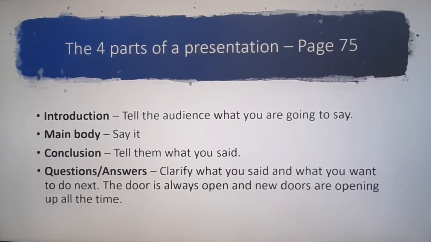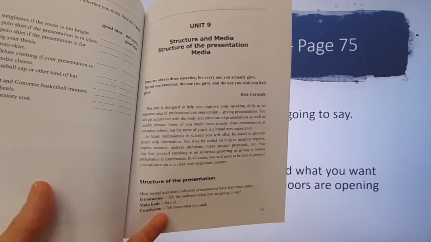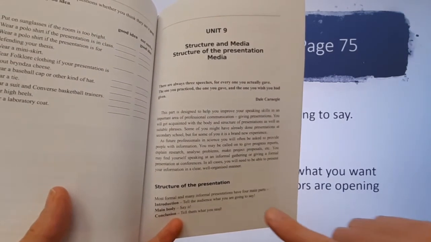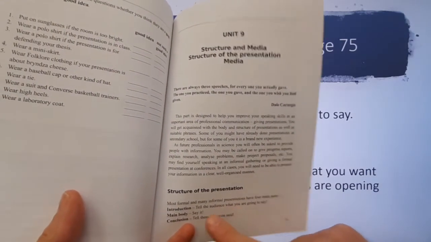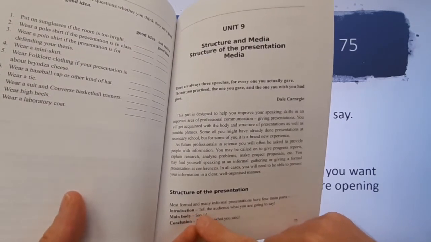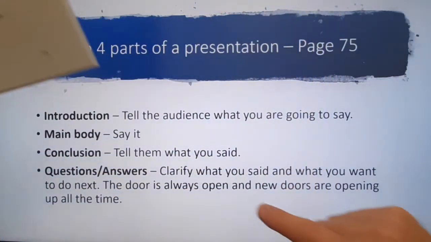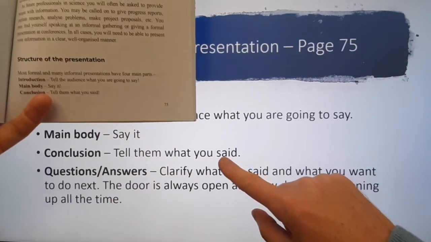Where is it here? Okay. So look at that, I've got the book right in front of me. Yeah, at the bottom here, it says you're going to tell the audience what you're going to say. Then you say it. That's your actual main body, the main part of your presentation. And then when you come to the conclusion part, you're basically telling them what you said.